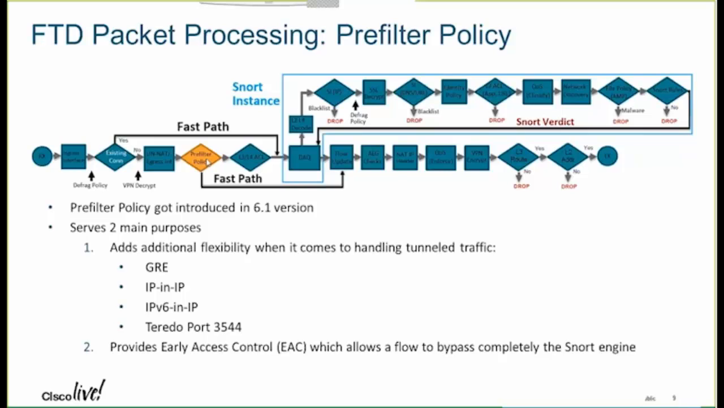If the action is set to fast path, we completely bypass the L3, L4 ACL lookup as well, and we bypass the DAC, and we directly forward the traffic to the flow update, and the traffic is completely handled by Lina. So the traffic is completely handled by ASA in this case, and we never send the traffic to Snort whenever the action on the pre-filter policy is set to fast path.